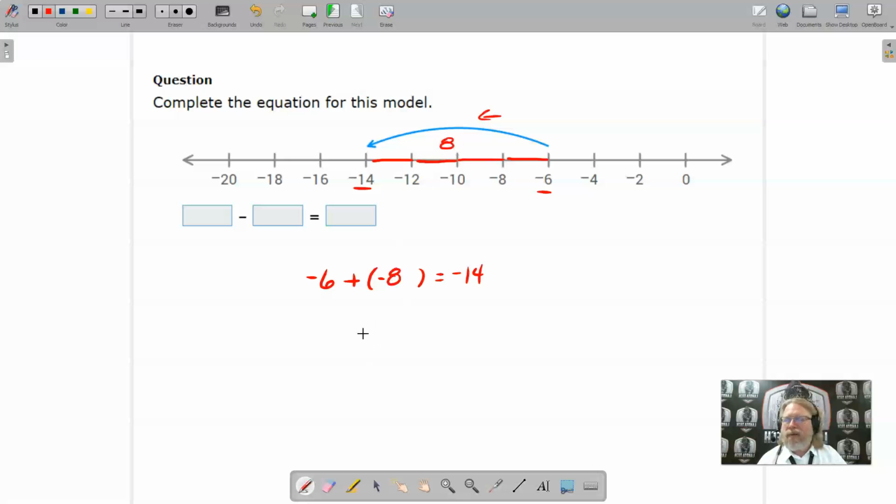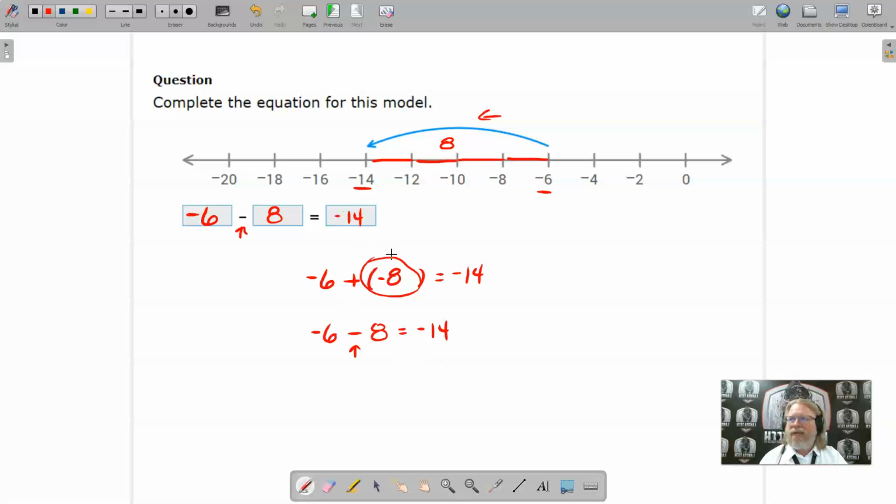Now let's change it over to a subtraction problem. Negative 6, the first number stays the same. Change addition to subtraction. The opposite of negative 8 is positive 8. And it still equals negative 14. Let's fill in our blanks. Negative 6. Minus sign is already there. Positive 8. And equals negative 14.